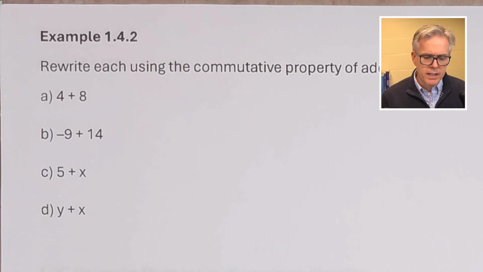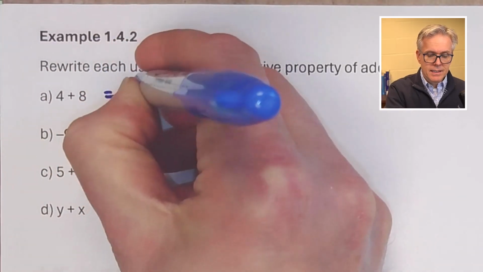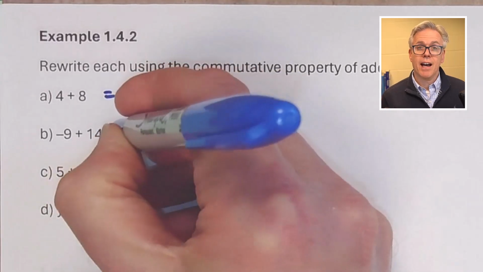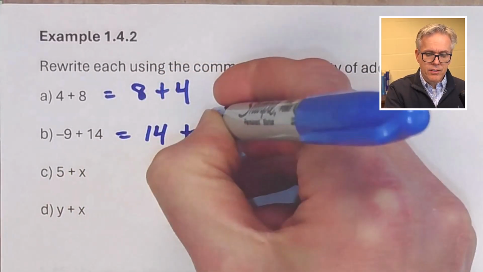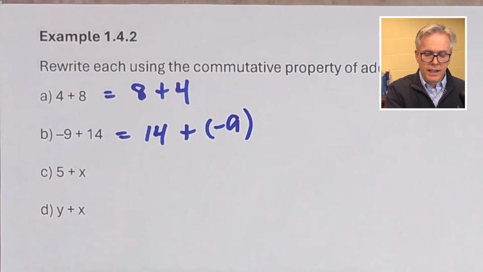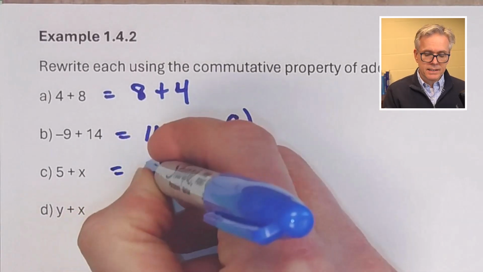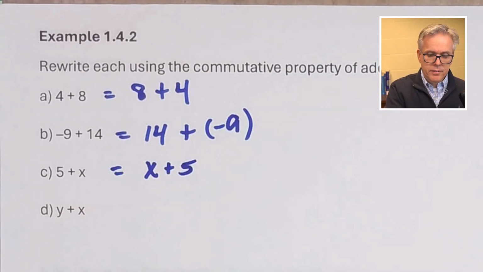Okay, this next one is rewriting each using the commutative property of addition. It's very similar. So 4 plus 8 is the same as 8 plus 4. Negative 9 plus 14 is the same as 14 plus negative 9. 5 plus x is the same as x plus 5.